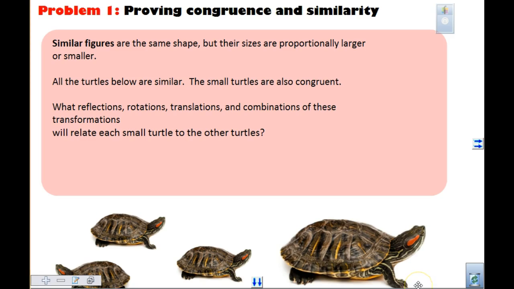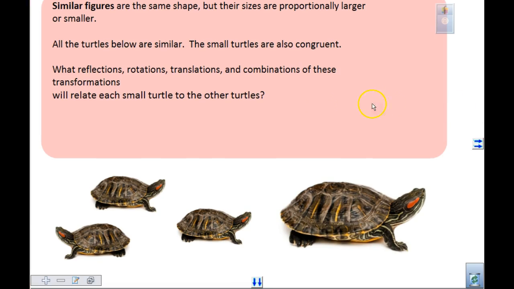As you are looking at that next picture down, it says proving something is congruent. So similar figures are going to be the same shape, but their sizes are proportionally larger or smaller. It says all the turtles below are similar. The small turtles are congruent. It says what reflection, rotation, translation, or combination of these will get one turtle onto another. So what I'd like you to do is go through and number the turtles 1, 2, 3, and 4, by each of those turtles.